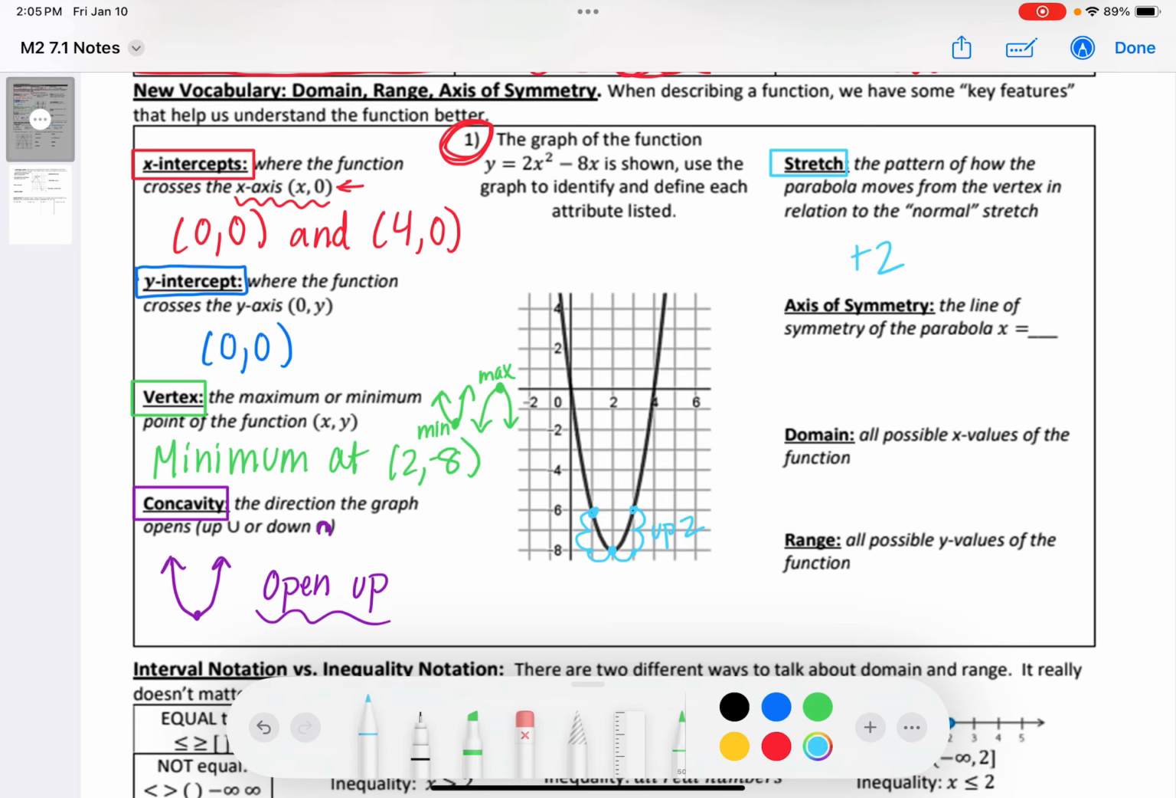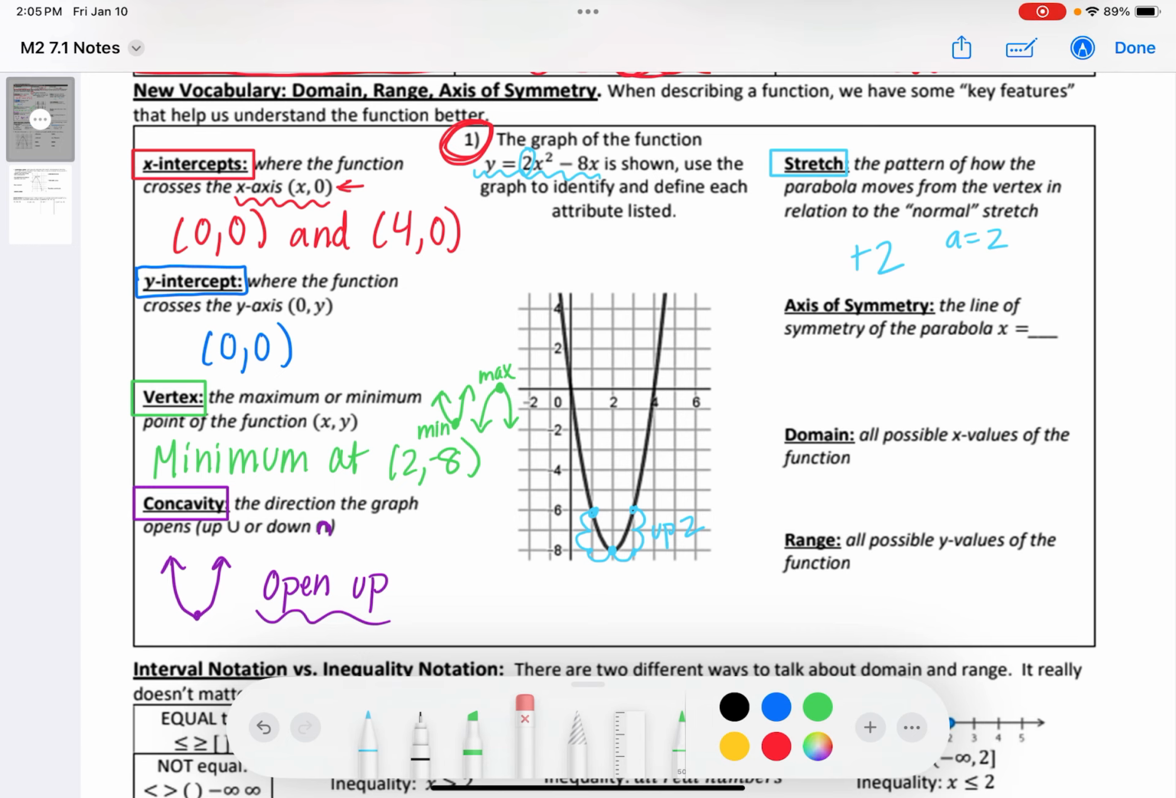An easier way to tell what this is, if you're given a function of a graph: look right up here, y equals 2x squared minus 8x. Do you see that your a value is also 2? That's another way to easily tell what your stretch is going to be. a is just your 2. So that's how much it stretches, right? All right, so that's my stretch.